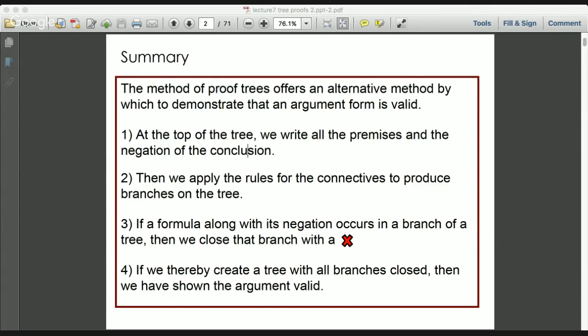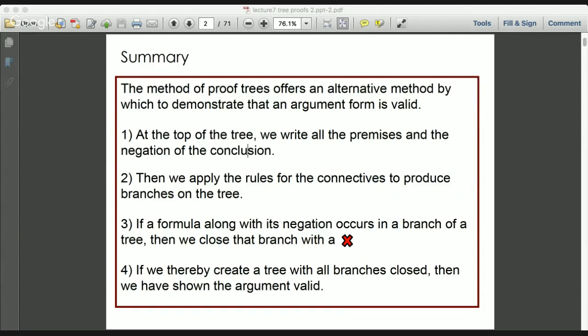So hopefully everyone can see this slide. Yep. Okay, good. So as it says, we've got a method of tree proofs. It's an alternative method to demonstrate that an argument form is valid, or that a single formula is a tautology or contingent or whatever. It's exactly the same tests. So at the top of the tree, we write out all the premises and the negation of the conclusion.